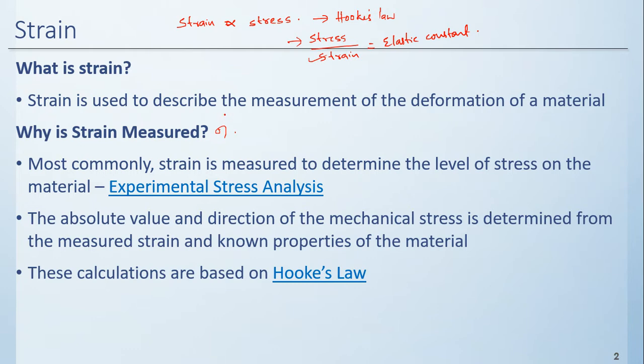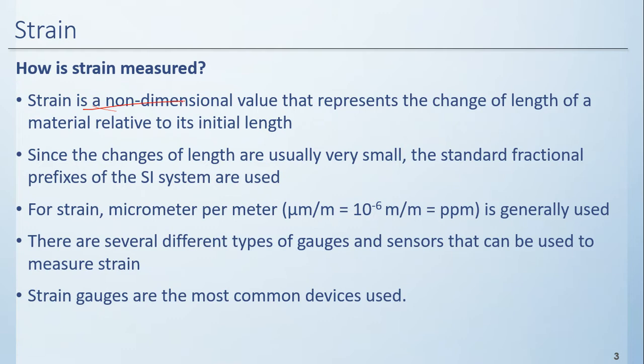And you know that strain is a non-dimensional quantity. Why? Because strain is equal to change in length by original length, or change in diameter by original diameter, or change in any dimension to the original value of the dimension. So this is a ratio of dimensions of distance, so it's a non-dimensional quantity. And usually it is represented in micrometer per meter scale.